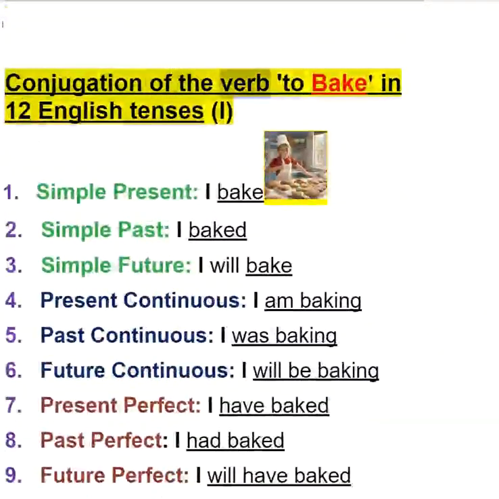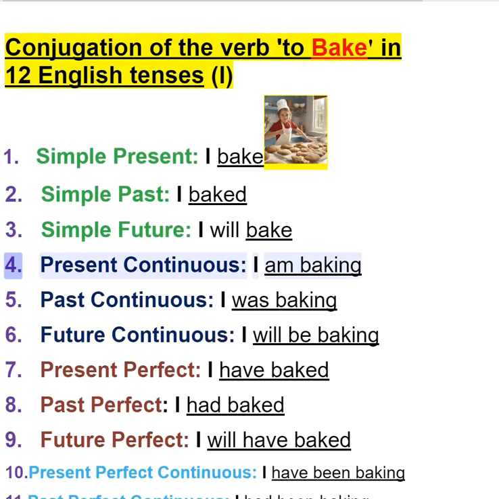Conjugation of the verb to bake in 12 English tenses. 1. Simple present, I bake. 2. Simple past, I baked. 3. Simple future, I will bake. 4. Present continuous, I am baking.